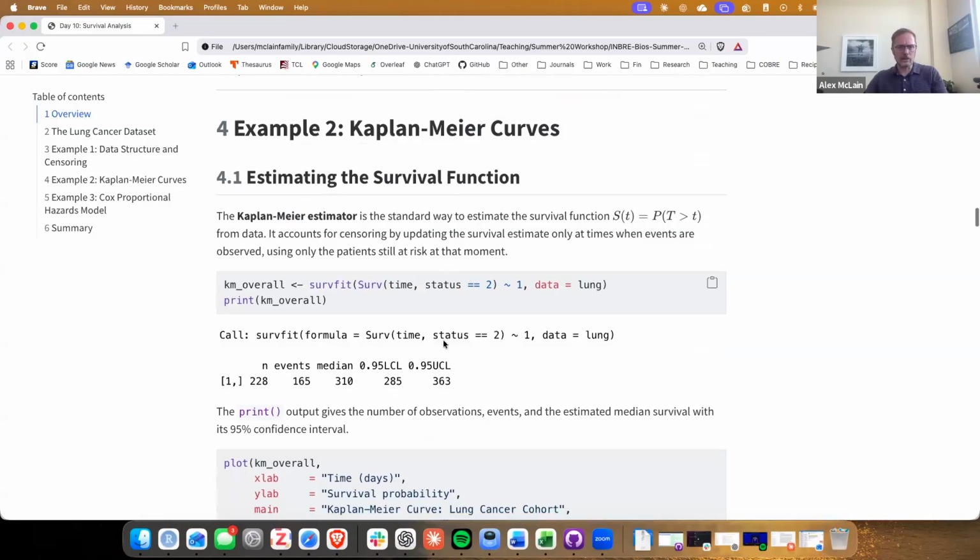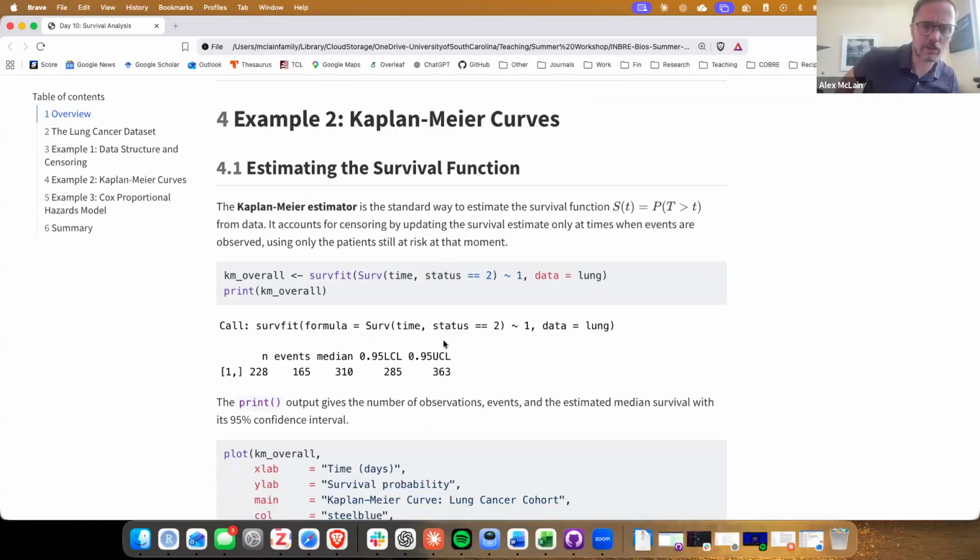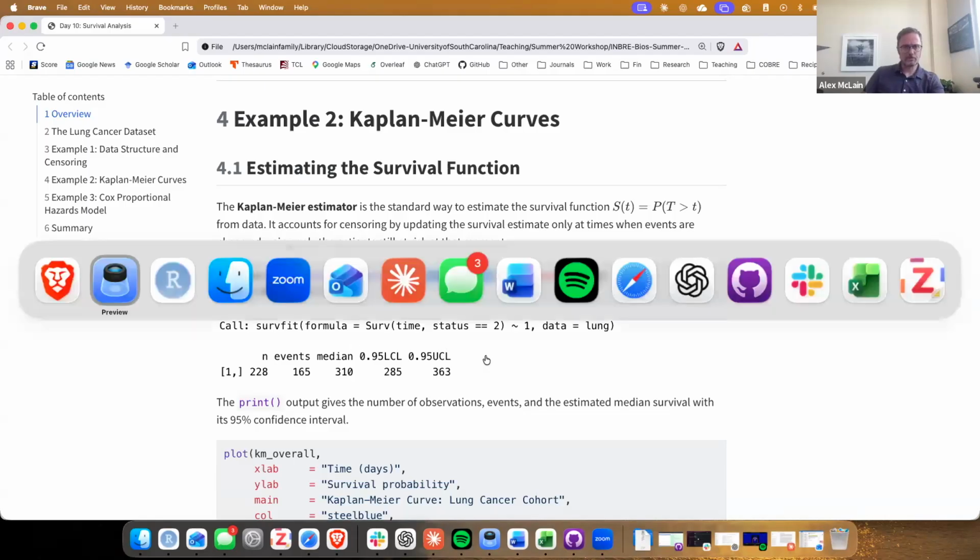Let's get to the Kaplan-Meier curves. So this is a standard way to estimate the survival function. How we do this is we use the survfit function, and we create this survival object, tell it the at-risk time. Okay, how do I know when people died? And then we just use tilde 1 here and give it the data. And then here, when we print, we get some basic information.